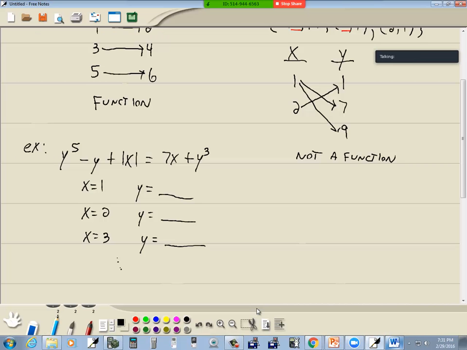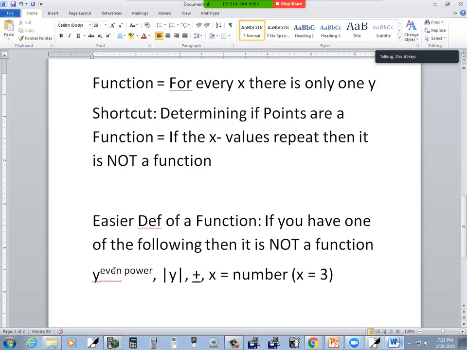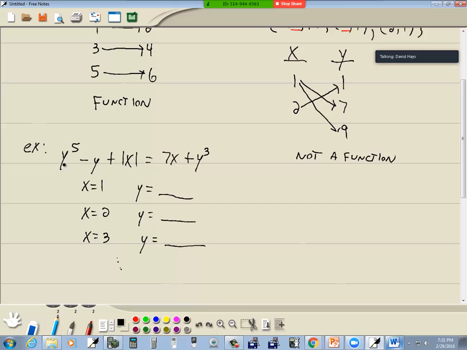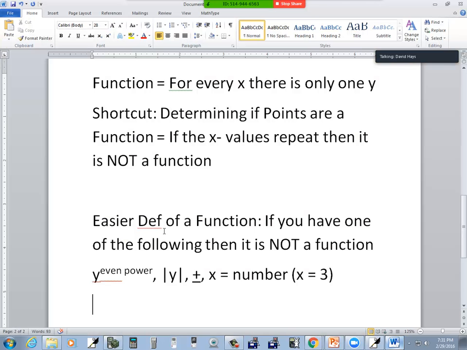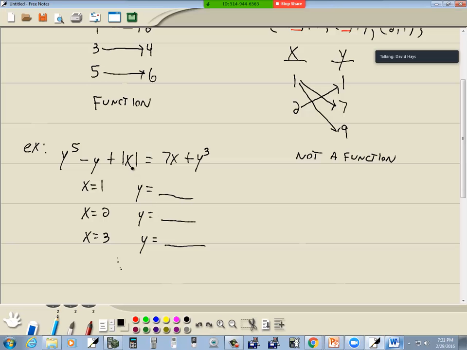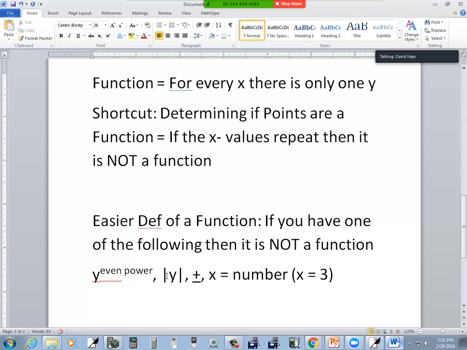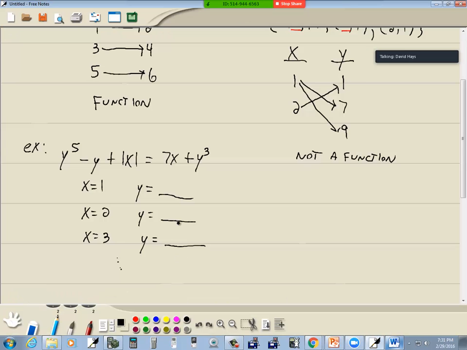But if we look at the problem I just had up here, we said we can't have y to an even power. Well, we have y to an odd power. That's fine. Here we have a y, which is y to the first, so that's fine. We just can't have y to an even power. These are the items we cannot have. Absolute value of x? That's okay. We said we can't have absolute value of y. We didn't say anything about x to a power, so that's fine. And over here we have y to an odd power, so that's fine. So using our easier definition, this would be a function.